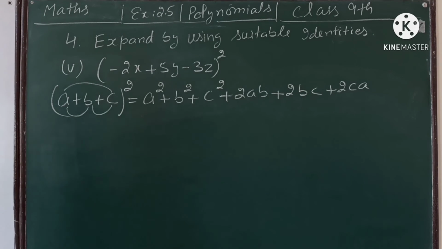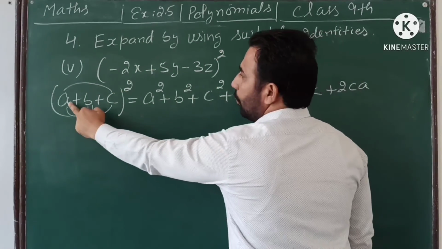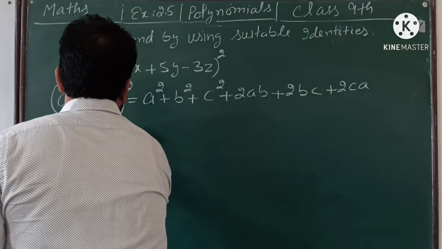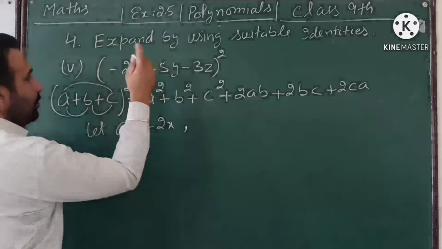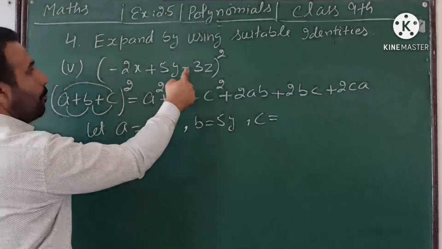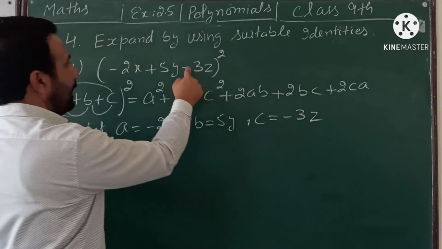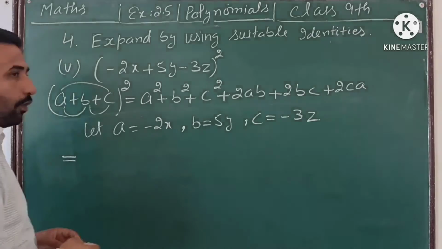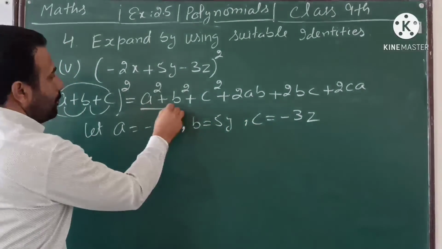Okay, so we will apply this identity here. So if we are comparing these two brackets, we can see here the value of a is minus 2x, the value of b is 5y, and c equal to minus 3z. We will take negative sign also because there is a positive sign. Okay. Now we will substitute the value of a, b, and c in this statement.